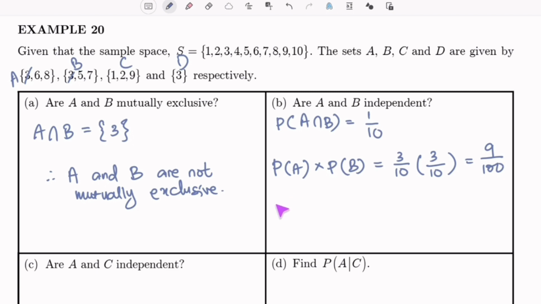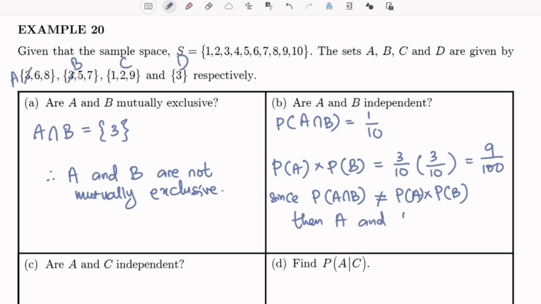So we can say that since P of A intersect B is not equal to PA times PB, then A and B are not independent events.